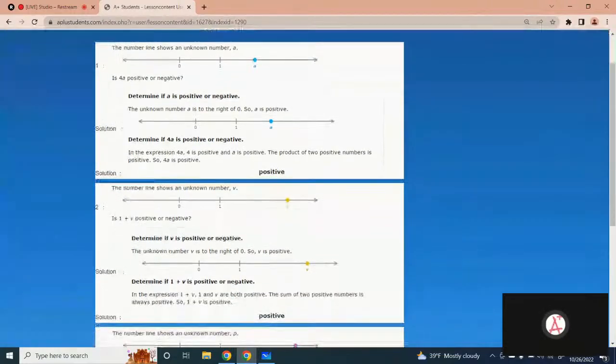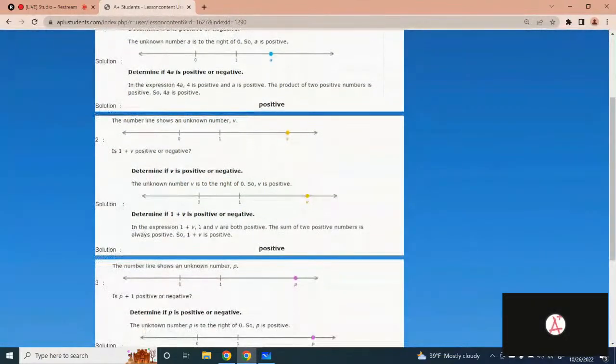Okay, the next one is the number line shows an unknown number v. Is 1 plus v positive or negative? So v is at the right hand side of the zero. Got it? So at the right hand side of the zero, all the numbers are positive. That means v is a positive number. Also, you are adding 1. So 1 is a positive number. So 1 plus v is positive. Got it?